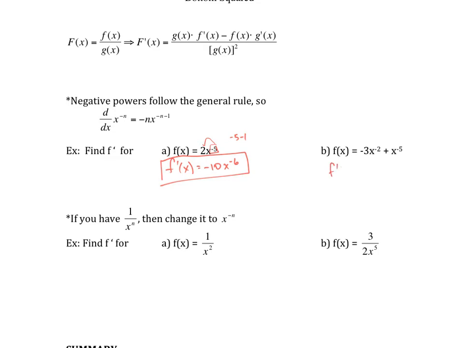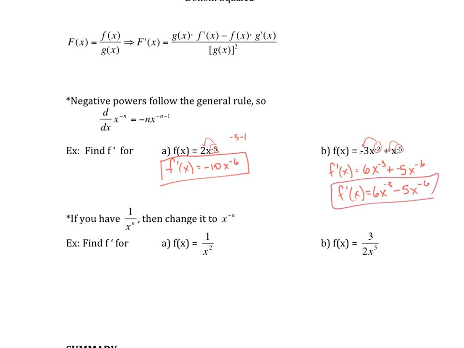All right, over here, f prime of x. Okay, well, I have a negative out in front. That's okay. Negative 3 times negative 2 becomes positive 6 x to the negative 3, plus, let's see here, negative 5 times 1 becomes negative 5 x to the negative 6. Yes, you can rewrite this if you want to say x to the negative 3 minus 5 x to the negative 6. That's okay too.